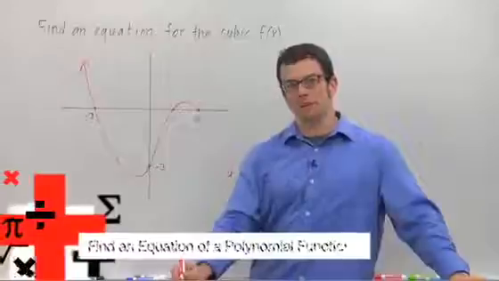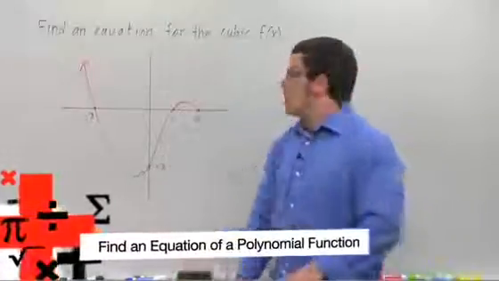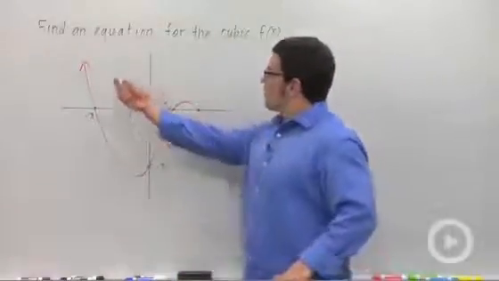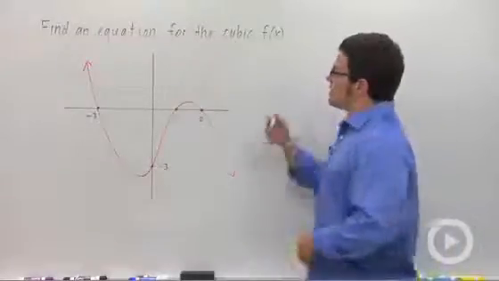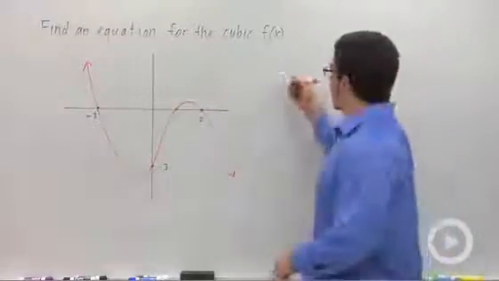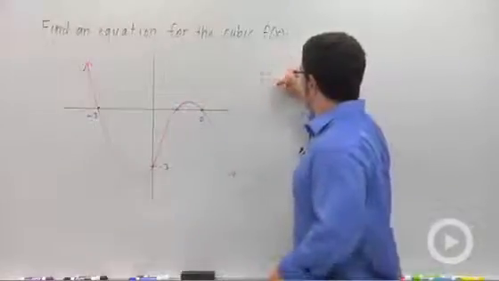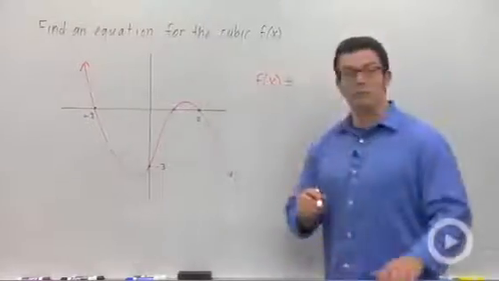Once you've had some experience graphing polynomial functions, you can actually find the equation for a polynomial function given the graph. And I want to try to do that now. So this one is a cubic. We're calling it f of x. And so I want to write a formula for f of x.